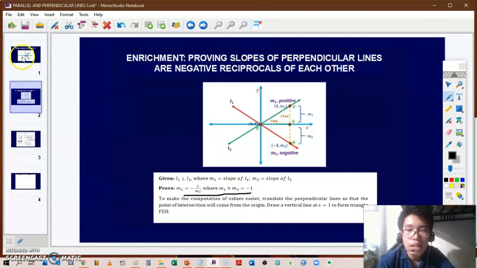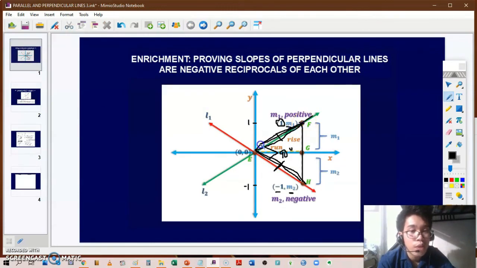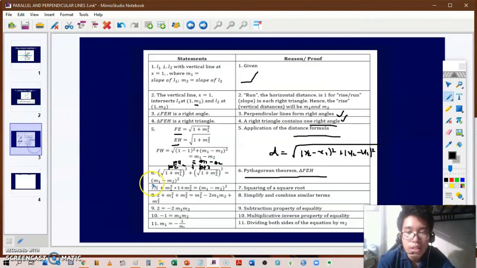Again, this is a right triangle, and if we have a right triangle, we can use the Pythagorean theorem. So this becomes the a squared, this becomes the b squared, and this becomes the c squared. From there, we got this formula on number 6, and now we're going to try to simplify it. We have 1 plus m sub 1 squared plus 1 plus m sub 2 squared is equal to m sub 1 minus m sub 2, the difference between the two slopes, squared. That's the squaring of a square root, so the square root was cancelled.